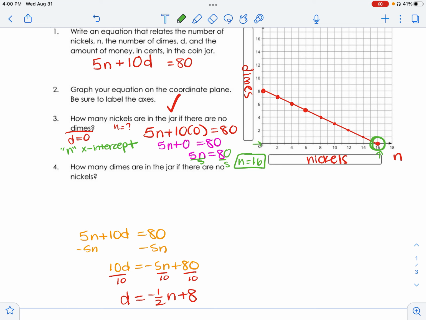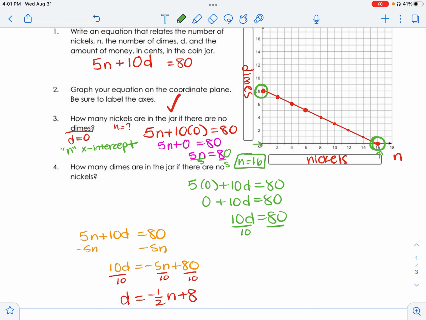How many dimes are in the jar if there are no nickels? Well, I can see right here that my answer should be 8. But let's solve it one more time because this is going to help us learn how the x and y intercepts show up in these standard form equations. So if there are no nickels, I'm going to have 5 times 0 plus 10 times d equals 80. 5 times 0 is 0 plus 10d. I get 10d equals 80.